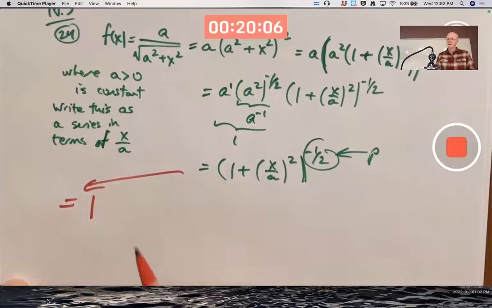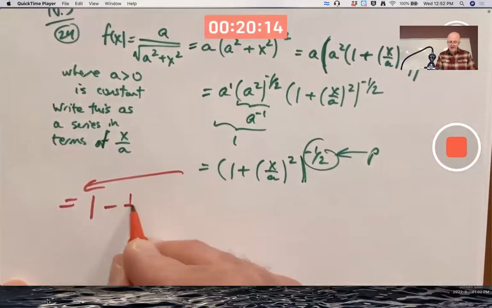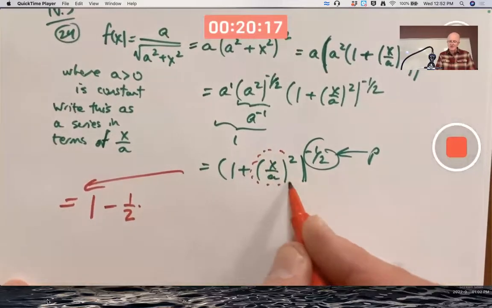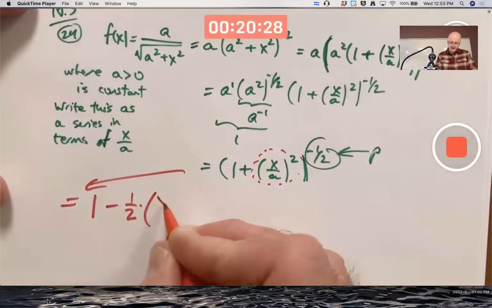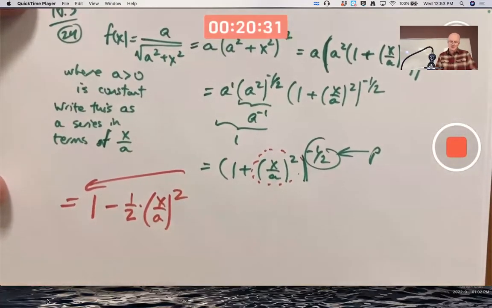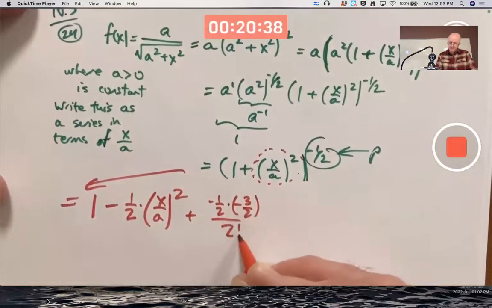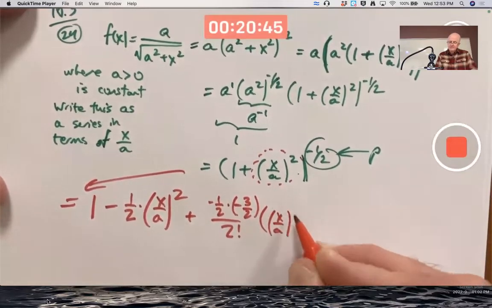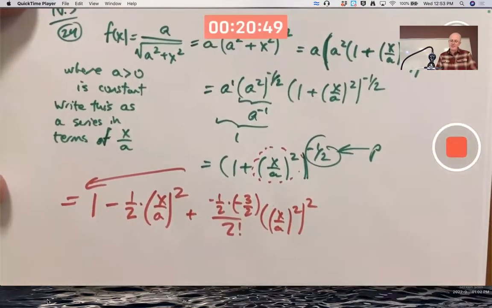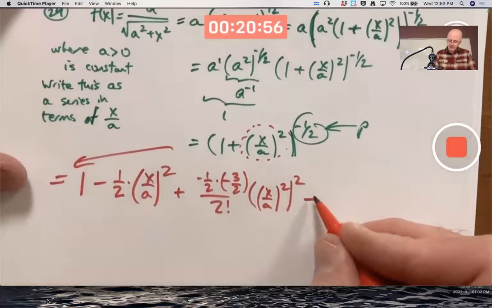You get 1 plus p times x, well, whatever's playing the role of x, excuse me. P is negative 1/2, so I get a minus 1/2. What's playing the role of x? This entire thing, including the square. X over a quantity squared plus p times p minus 1 over 2 factorial times the thing playing the role of x quantity squared, excuse me, like that. And actually, the book just requests the first 3 non-zero terms instead of the first 4 non-zero terms. So I will stop there, but don't forget the plus dot dot dots.